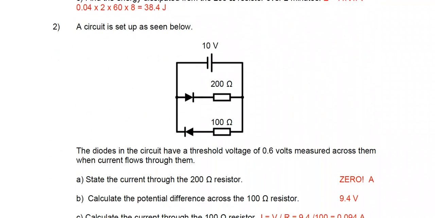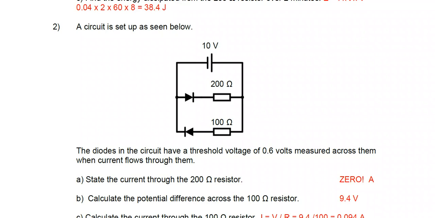Question number 2. The circuit is set up as seen below. Now we've got a 10 volt battery, a 200 ohm resistor and a 100 ohm resistor, and these two diodes as well. It's important to note the direction of the diodes, because diodes only allow electrical current to flow in one direction. The diodes in the circuit have a threshold voltage of 0.6 volts measured across them when the current flows through them. So if current's flowing through them, they will take from our circuit 0.6 volts.